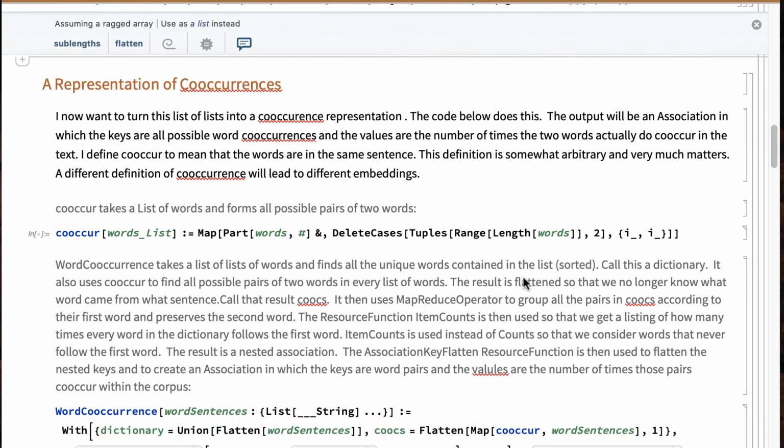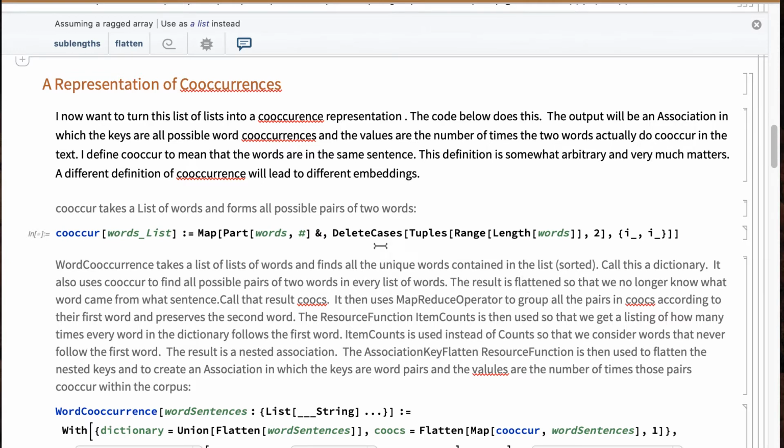Now, what I want to do is to come up with a representation of the cooccurrences. And by cooccurrence, what I mean is that word A appears in the same context as word B. And if that happens, we sort of get a point for that cooccurrence. And if it happens again, well, that's another point. And if it happens a third time, that's 3 points for that cooccurrence.